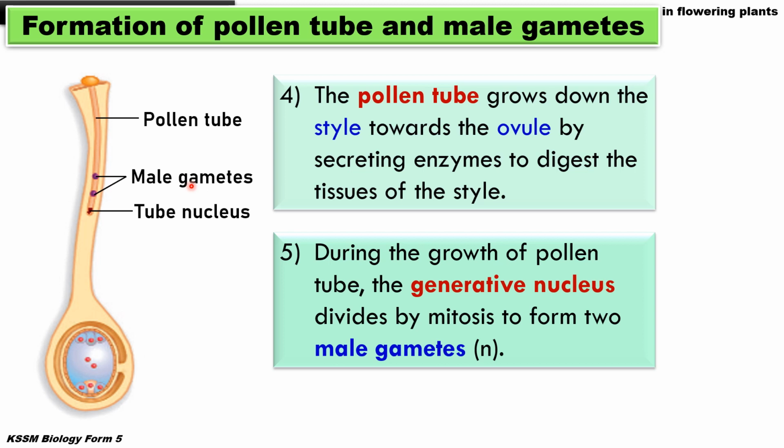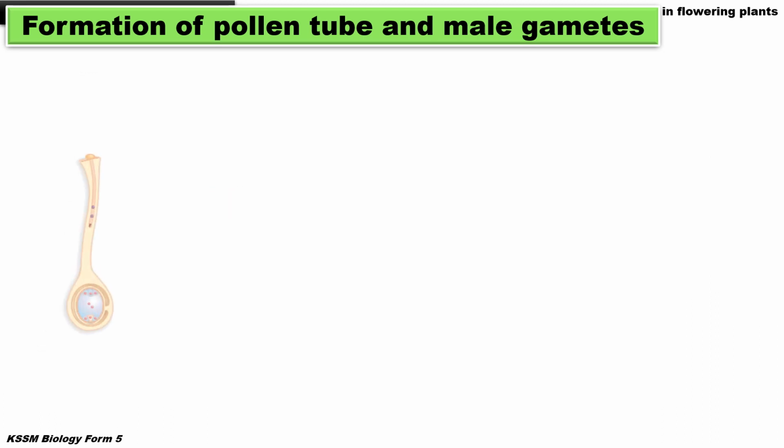Tengok balik. Dia ada 2. Generative cell and tube cell. Okay, tube nucleus. So, tube nucleus ni yang inilah. Okay, the generative nucleus will undergo mitosis to form 2 male gamete. Okay, next.